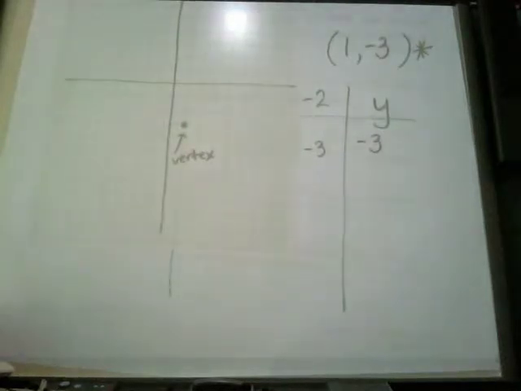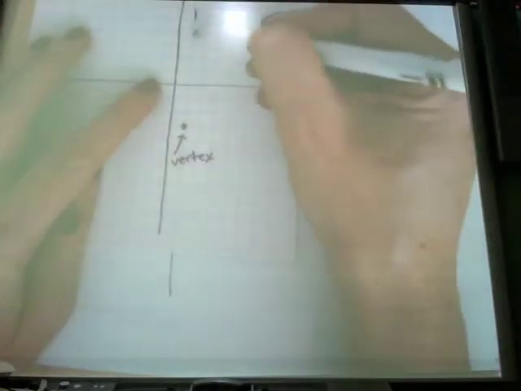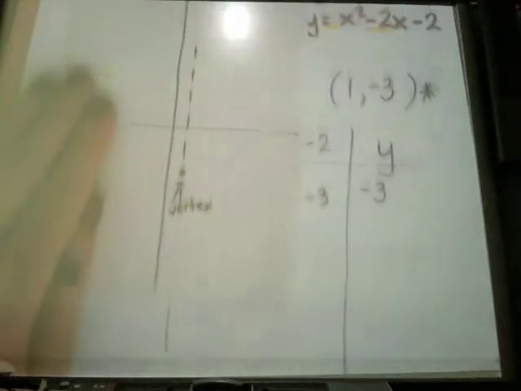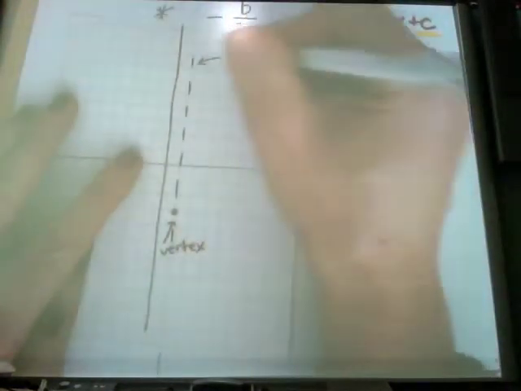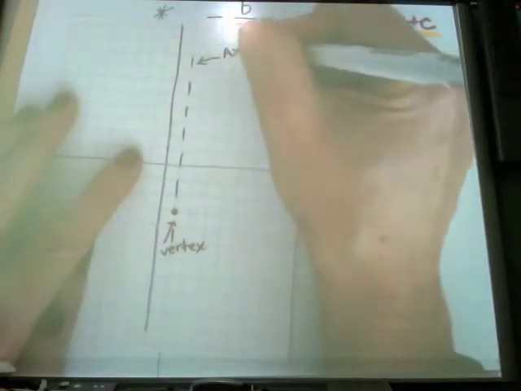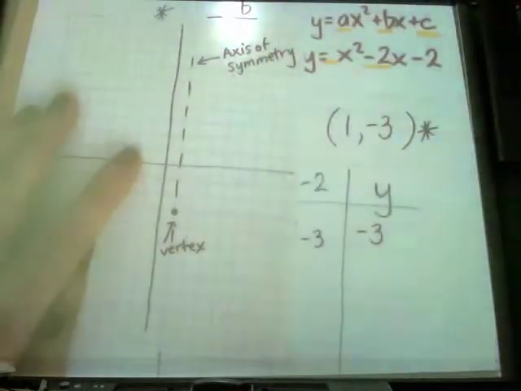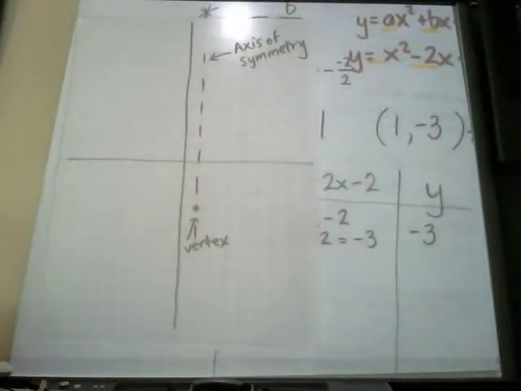Okay, now there's something else that is going to help you graph this. Once you find your vertex, I want you to do a dotted line, dashed or dotted, not solid, all the way down through the vertex. This is what's called the axis of symmetry. I'll show you what that means as we get going with graphing. But the good news about the axis of symmetry is it's going to make graphing easier.